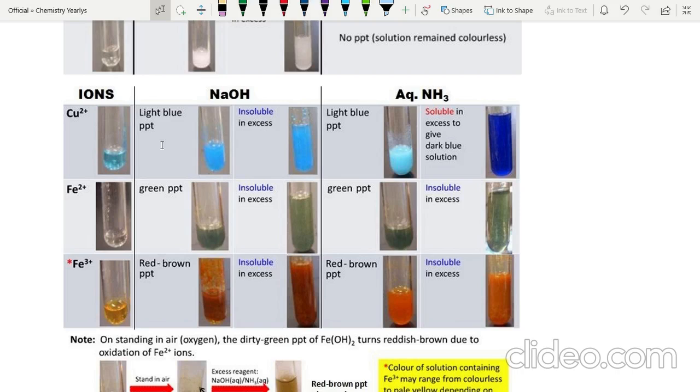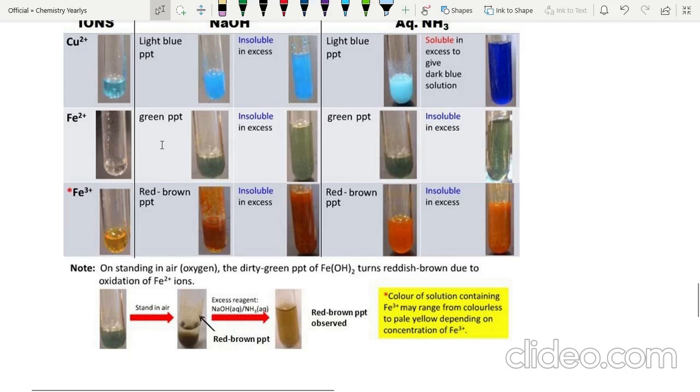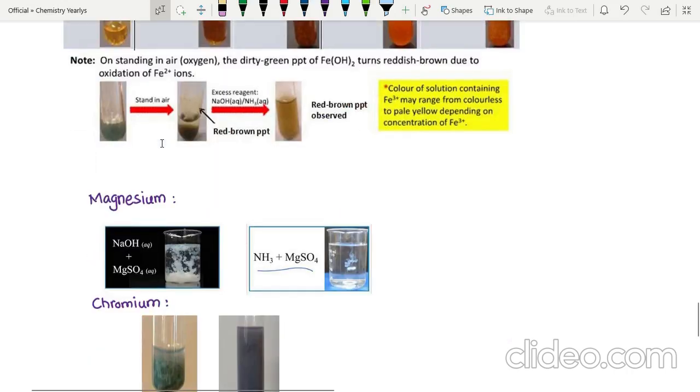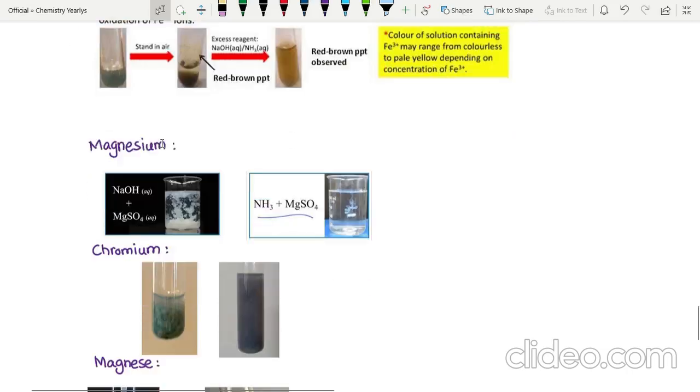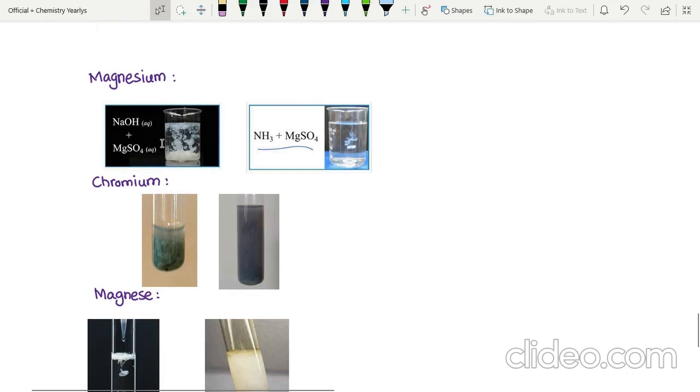While ammonia will also give the same reaction, there will be a little bit more orange type color with the ammonia. So here I have also included that on standing in air, the dirty green precipitate of iron 2 hydroxide turns reddish brown due to oxidation of Fe2+ ions. Now I have also included the magnesium, chromium, and manganese, which were not included in these tables.